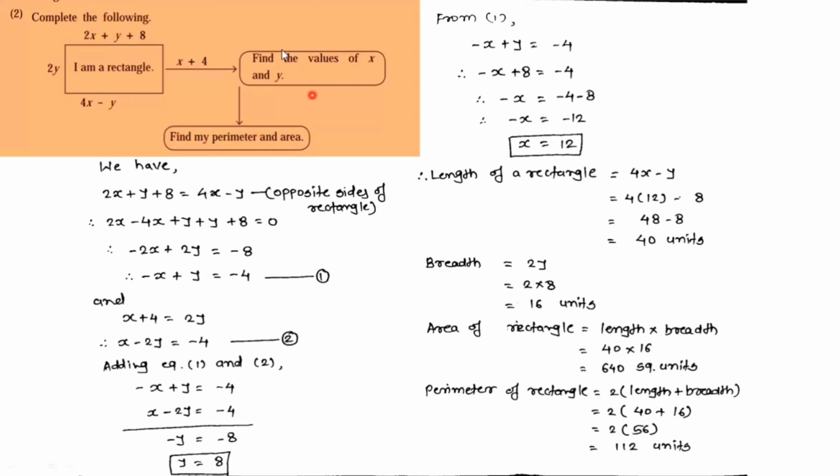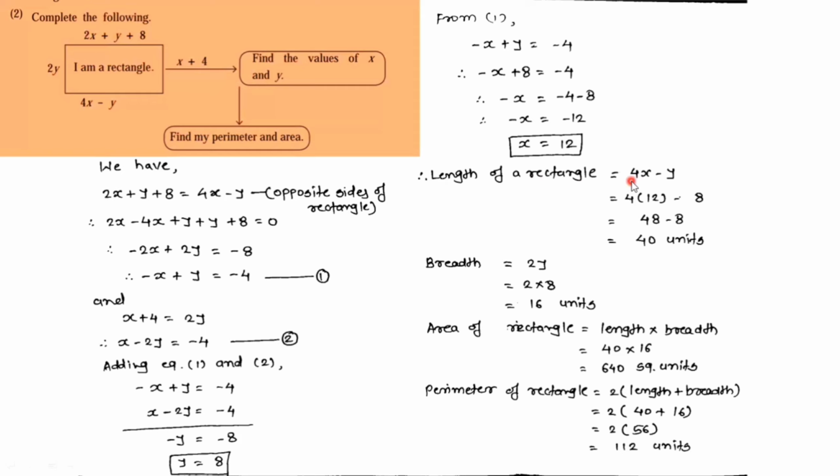So this is the answer to the second question, that is, find the values of x and y. Now further, we have to find the perimeter and area of the rectangle. First of all, to find this perimeter and area, we must have the length and the breadth of the rectangle. To find the length, we have an expression for the length of the rectangle, that is 4x minus y, as we can see in the diagram.